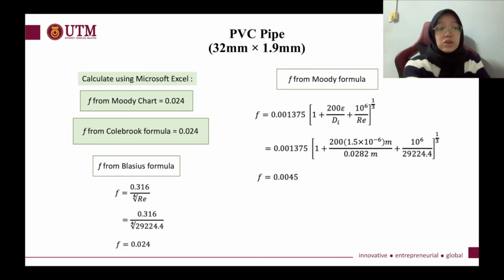Alright, next will be the coefficient of friction. For the Moody chart and the Colebrook formula, I got from Microsoft Excel, and both are the same value. Same goes for Blasius's formula. I got the same, which is 0.024. But for the Moody formula, I got a different value from these three methods. I got 0.045 from the Moody formula.